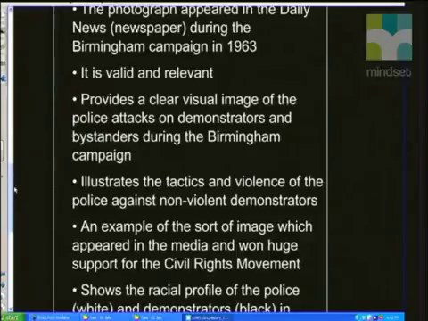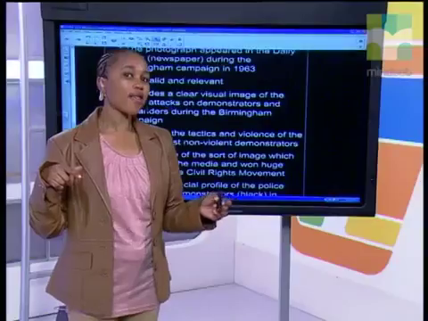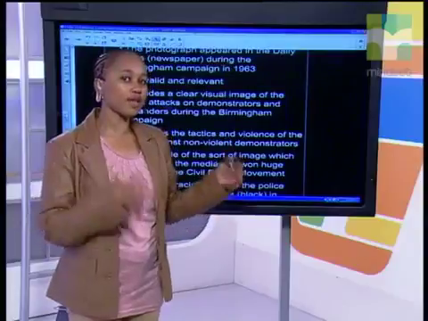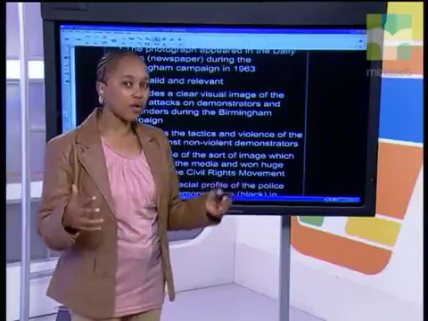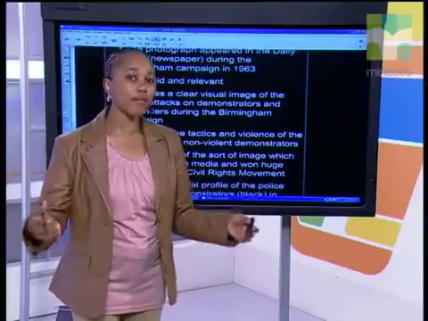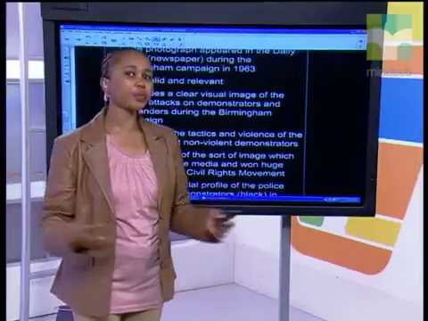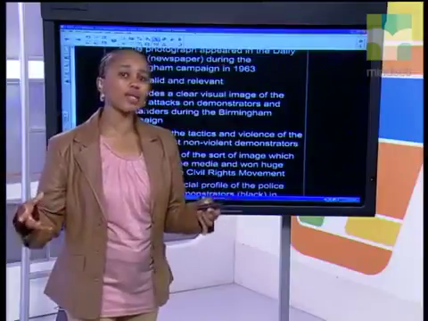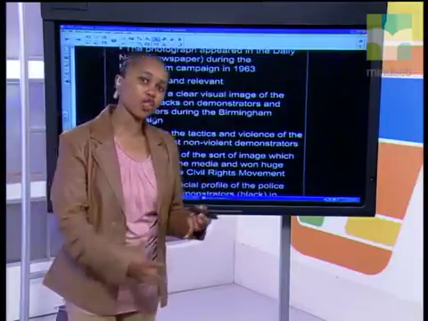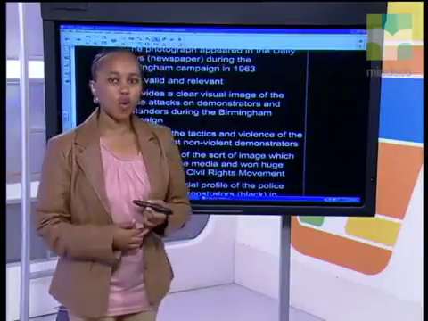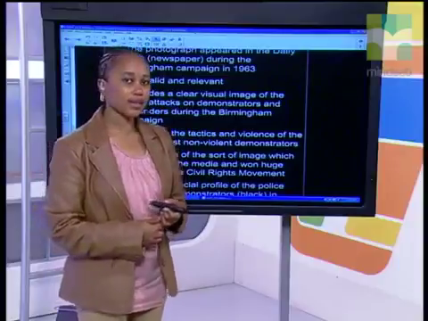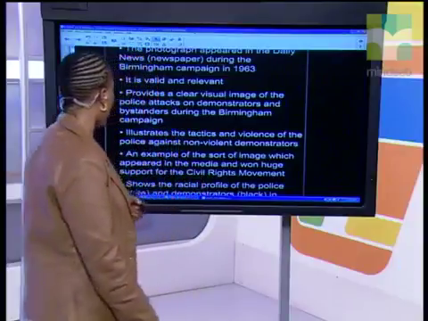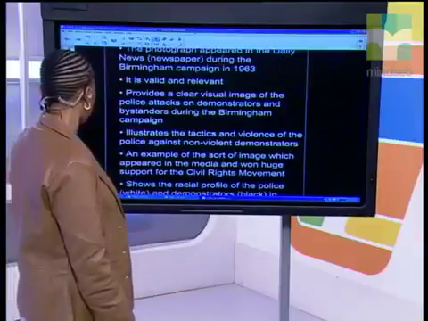Remember that cause and effect I spoke to you about earlier on? So you could also say that because of photographs like this one shown here, the civil rights movement gained more members. A lot of people became aware of what was going on, and as a result of the media coverage, they then joined the campaign for civil rights in the United States. Now let's move on to the next possible response.